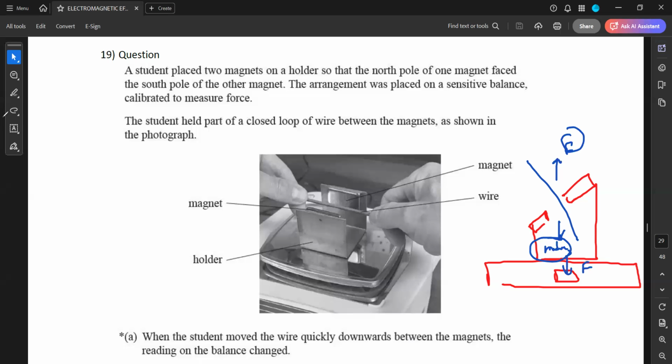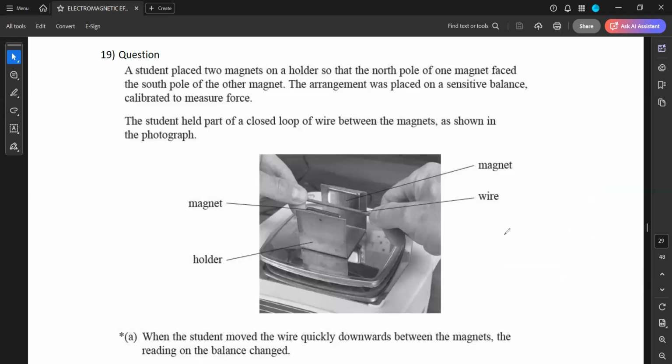So what actually happened here: you have a wire which is placed in a magnetic field, and you move the wire downward. When you move the wire downward, the change in magnetic field produces EMF. The induced EMF always tries to oppose the change. If the wire is going downward, which direction will the force be? Upward on the wire, to oppose the change. And according to Newton's third law, forces always act in pairs.